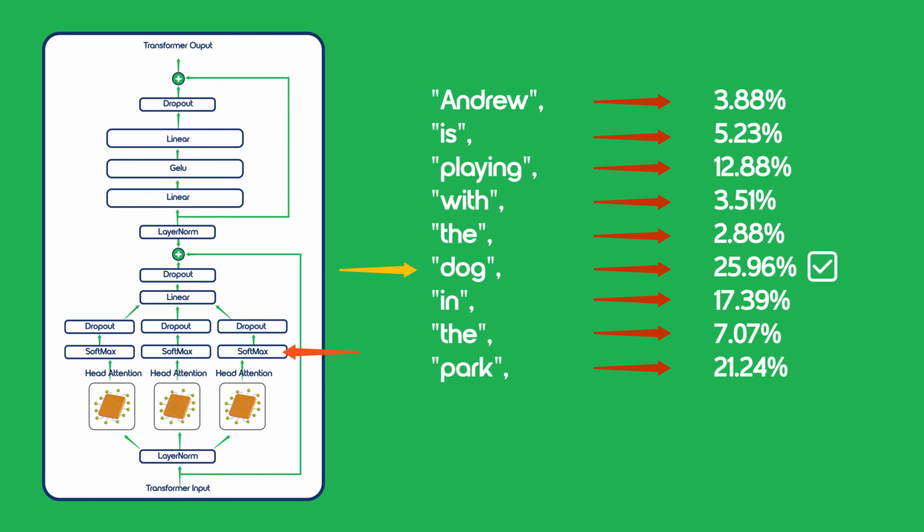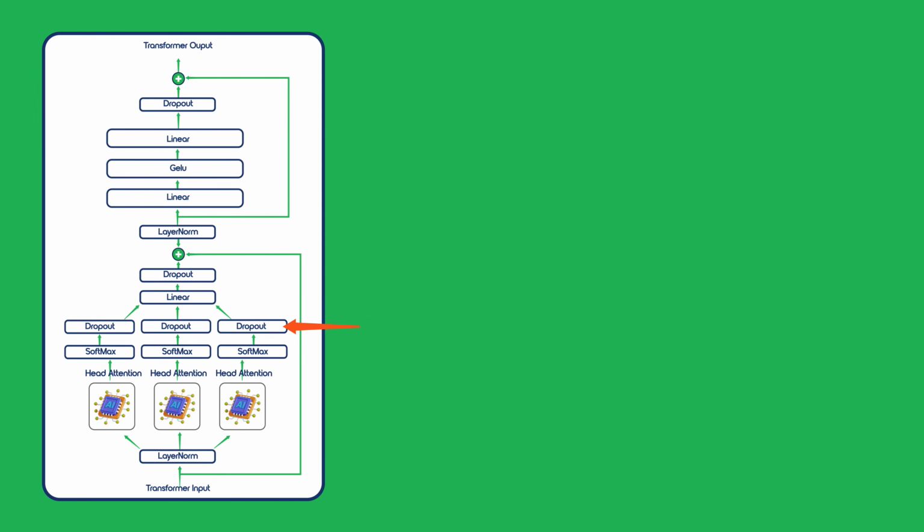Dog receives the highest attention, 25.96%. The most important word for predicting. Park and in also get strong attention. They finalize the location phrase. Playing is relevant to the sentence's verb or action. Articles and prepositions like the, with get lower attention. Andrew, the subject, is least relevant at this stage. Dropout again to prevent overfitting.